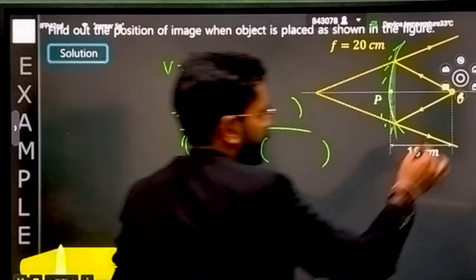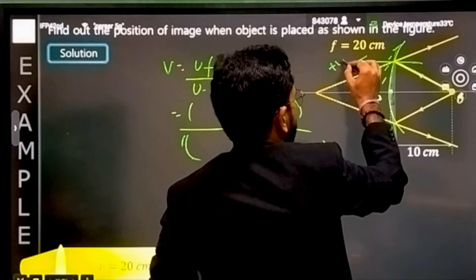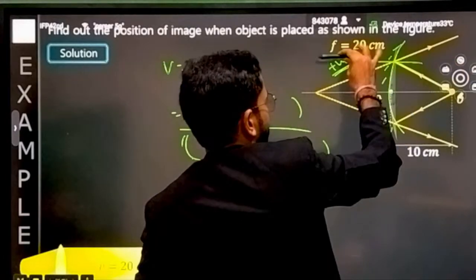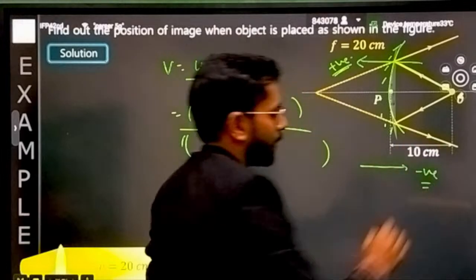Now see, here is your object. For reflection, light has to come like this. That means I can say this direction is positive. If this direction is positive, ultimately this direction is going to be negative.